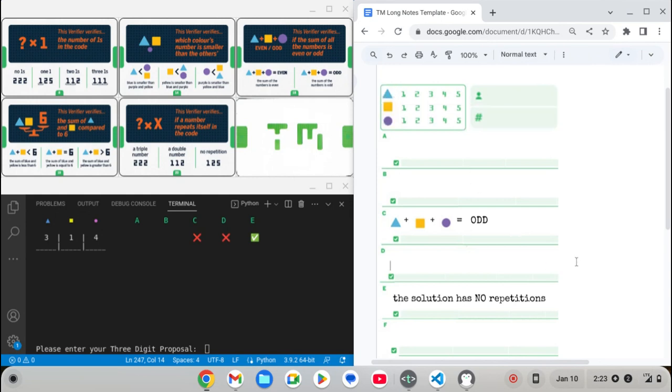And we'll state that triangle plus square is either equal to 6 or is greater than 6. Okay.